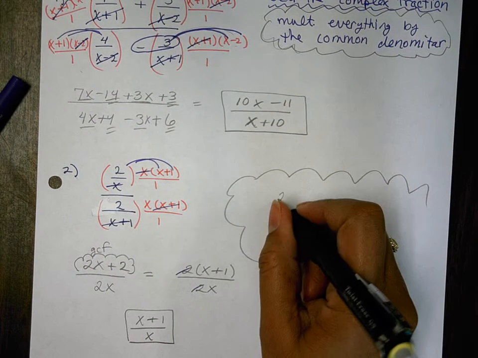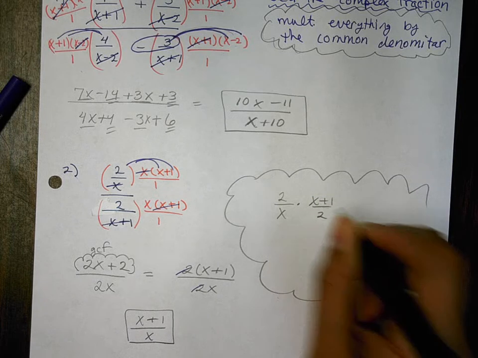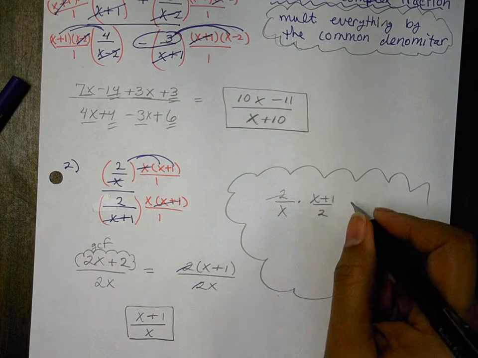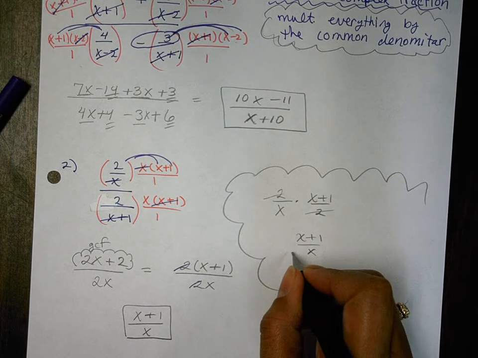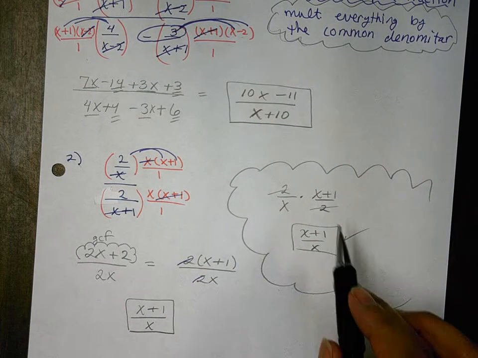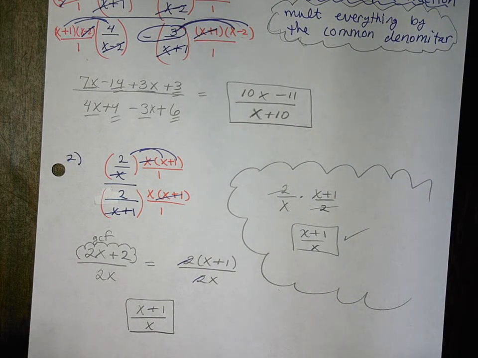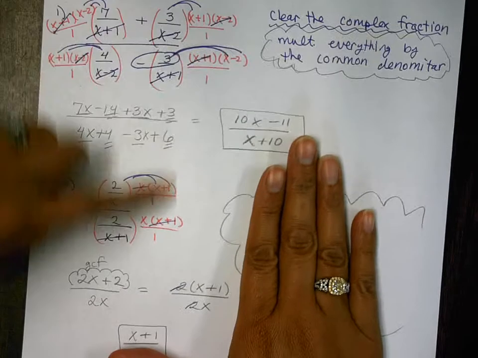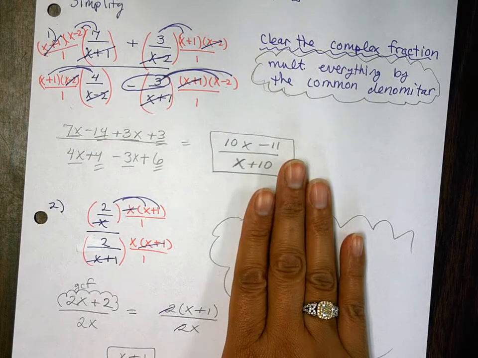Okay, so it would be 2 over x times x plus 1 over 2, because you're multiplying by the reciprocal. The 2's reduce, leaving behind x plus 1 over x, which is the answer we came up with. So again, this shortcut you can only use when it's a single fraction within a single fraction. If you think I'm not going to remember that, then don't ever worry about it. Just do them all the same way. And that is multiplying everything by a common denominator.